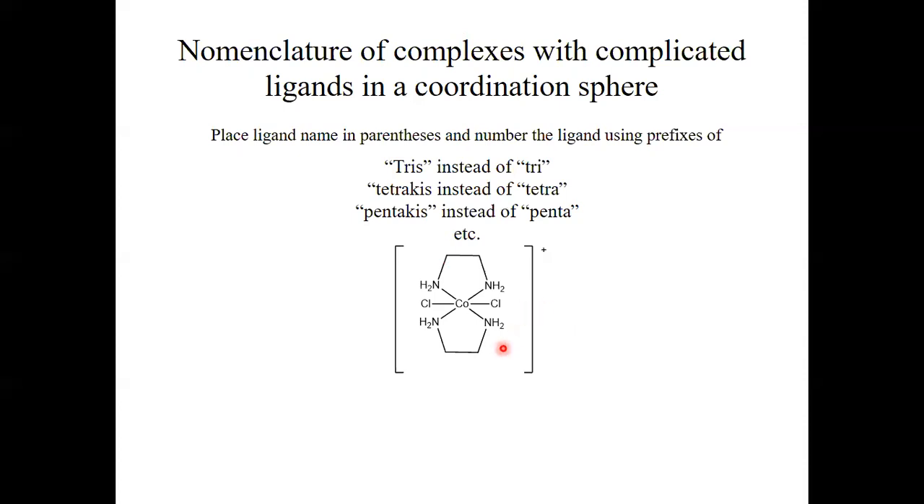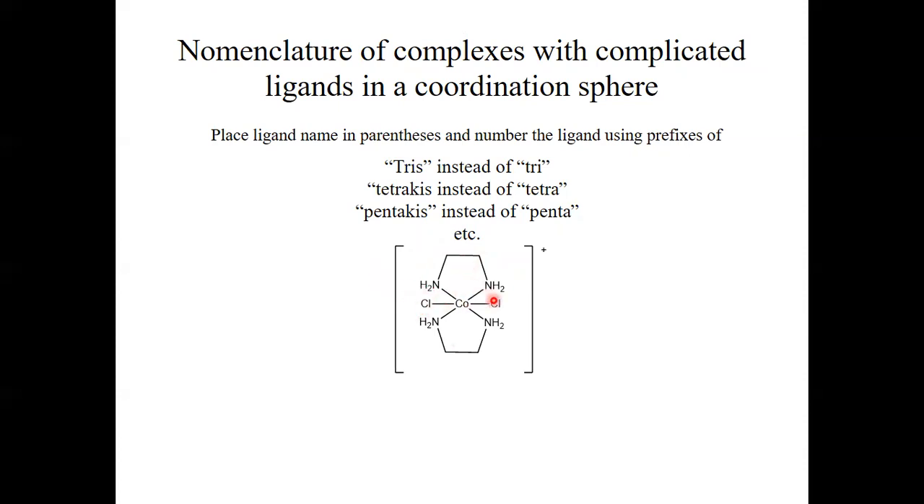So one example is this complex here, where we have an ethylene diamine ligand, or actually two of them. So the ethylene diamine is a more complex chelating ligand. It already contains the prefix di. So in order to avoid ambiguity in the name, we put the ethylene diamine in parentheses and change the prefix in front of the ethylene diamine, in this case from di to bis, because we have two of them.